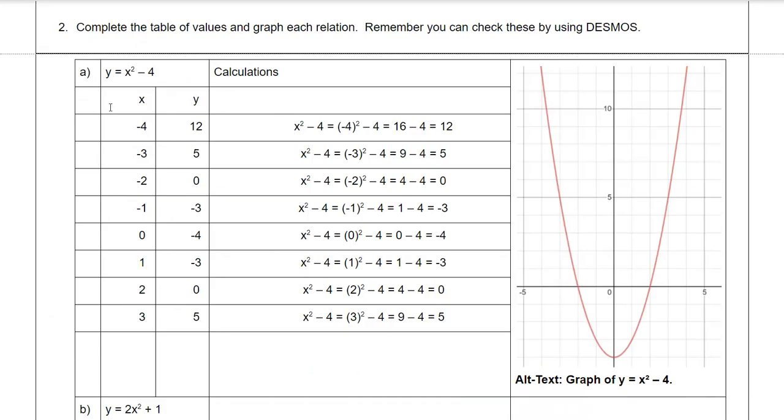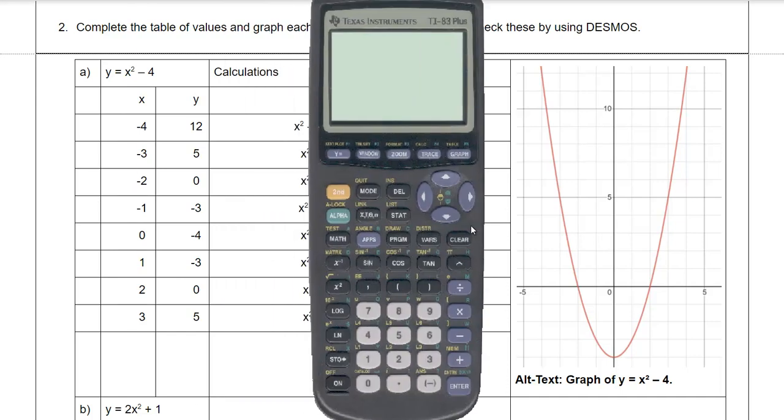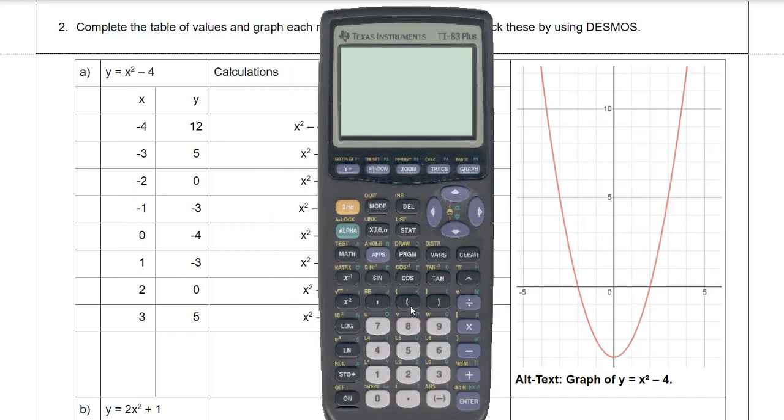In question number 2 here, we're asked to complete some tables of values and then sketch the parabola. So the first one is y equals x squared minus 4. We're given the x values in the question, and then we have to calculate the y coordinates here. So the first one, we're substituting negative 4 in place of x. I'm going to bring the calculator over again. So we would be evaluating negative 4 squared and then subtract 4.